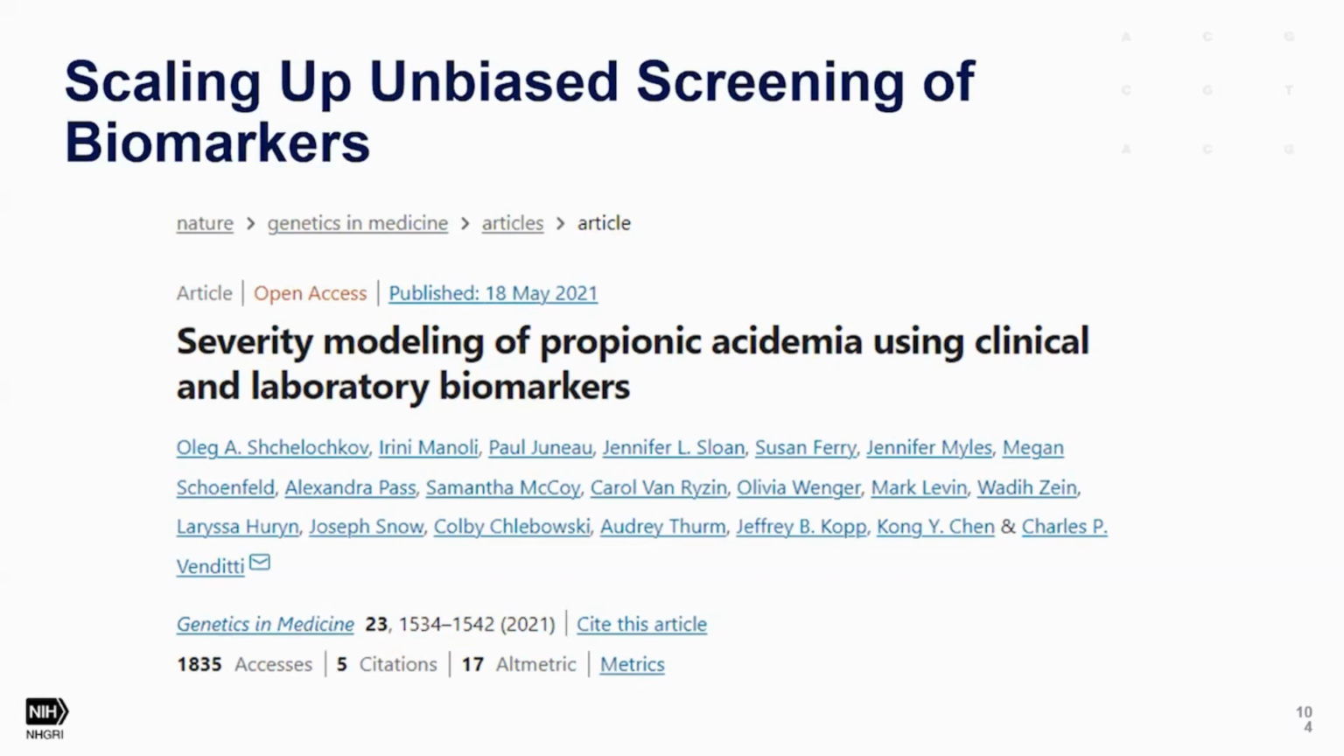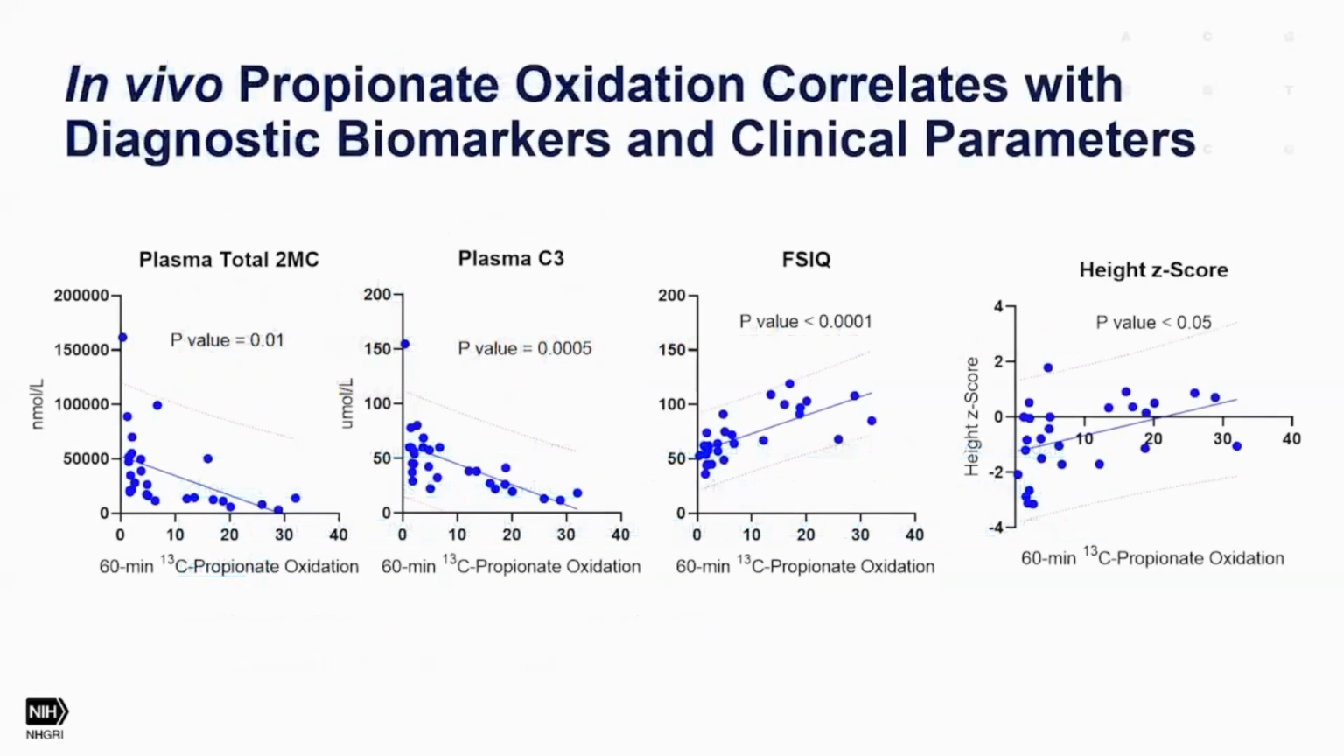You can refer to the paper cited here for additional details about how our machine learning approach was used to prioritize and select biomarkers. Next slide. Consistent with our hypothesis, in vivo oxidation of propionate in PA showed excellent correlation with established diagnostic biomarkers, C3 and 2-methyl citrate. But it also correlated with clinical outcomes such as full-scale IQ and linear growth, to list a few of them.